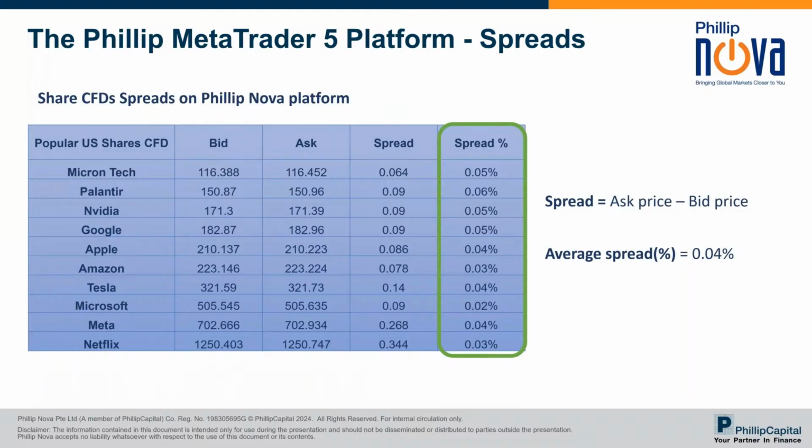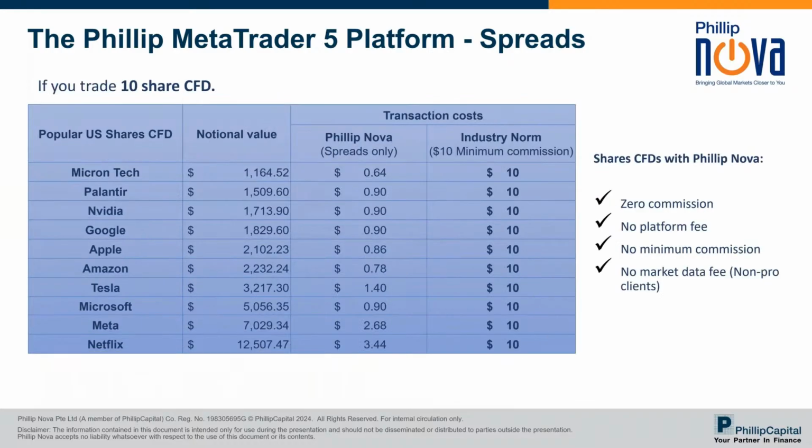Okay, and what that means in numbers terms. So if you place, let's say, 10 trades on all of the top traded US shares, right, share CFD. So the second column here is notional value. Okay, let's just take an example of Netflix. Okay, if you trade 12K of notional value, the spread that you're paying is merely 3.44, as compared to the industry norm where they charge a minimum commission on all your share CFD trade. Okay, so if let's say you're trading on those kind of platform, then you would have to pay $10 outright.